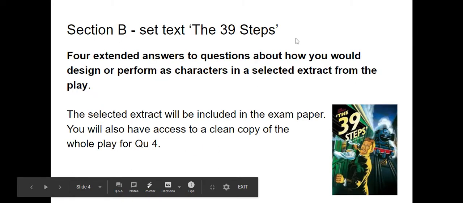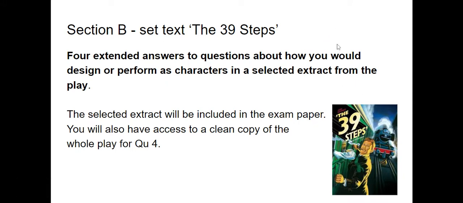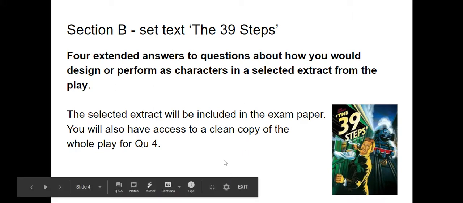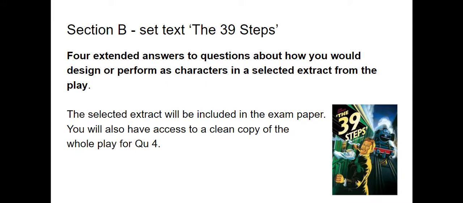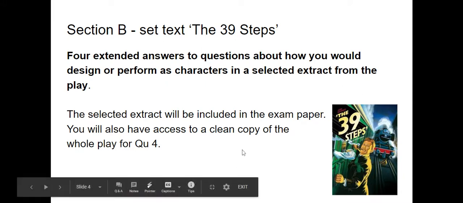Section B is on the set text, the 39 steps. And as with your Year 10 mock, you'll be writing 4 extended answers to answer questions about how you would either design or perform as characters in a selected extract from the play. That extract will be, like with your Year 10 mock, included in the exam paper, so you can write all over it and highlight all over it. But you will also have access to a clean copy of the whole play, which is really only useful for question 4 if you need it.